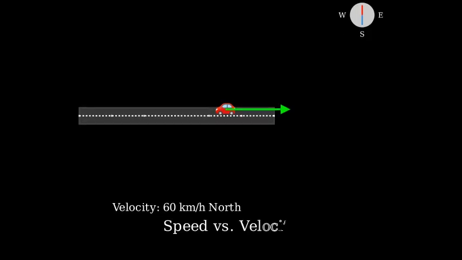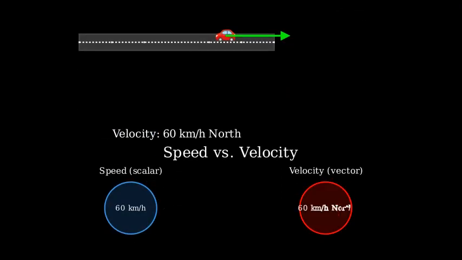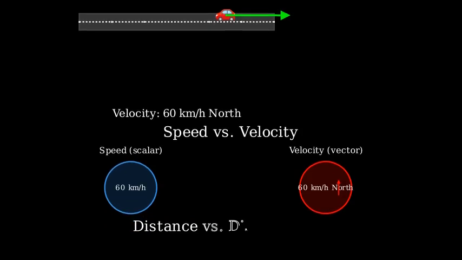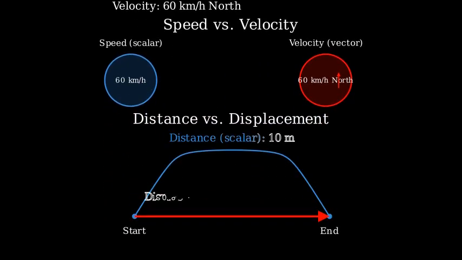Consider speed versus velocity. Speed is a scalar quantity that only tells us how fast an object is moving. For example, 60 kilometers per hour. Velocity, on the other hand, is a vector quantity that tells us both speed and direction, such as 60 kilometers per hour north. Similarly, distance and displacement are different. Distance is a scalar quantity that represents the total path length traveled, while displacement is a vector quantity that represents the straight line distance from start to finish, along with the direction.